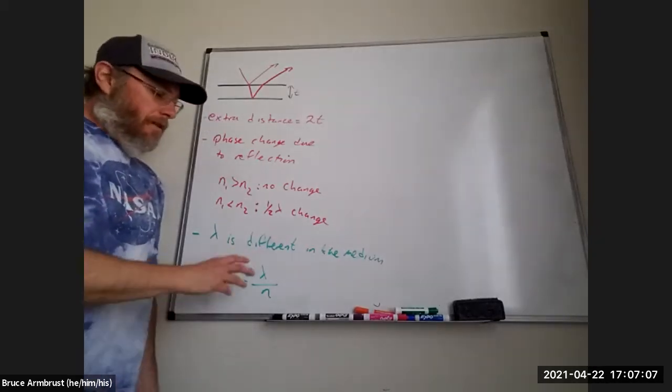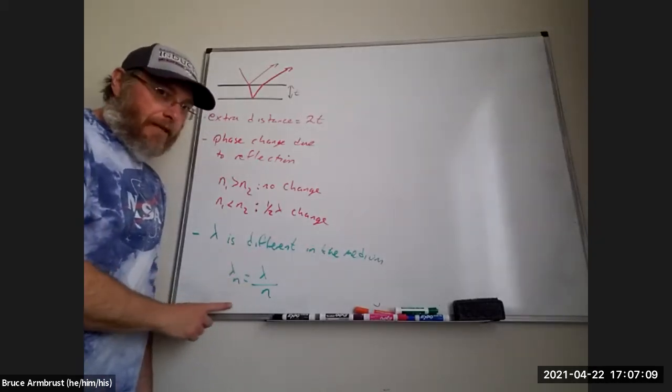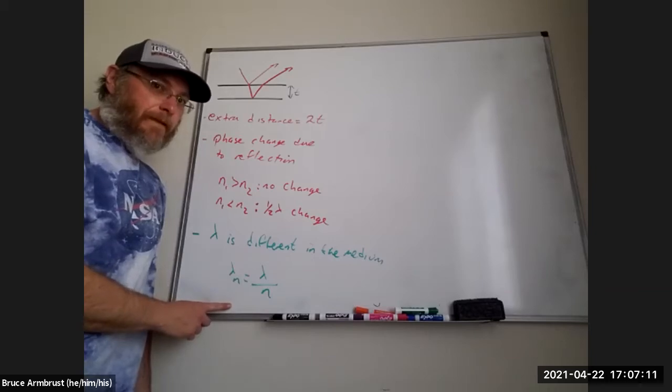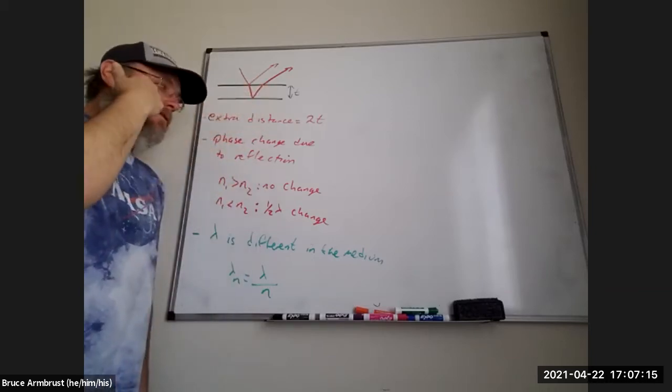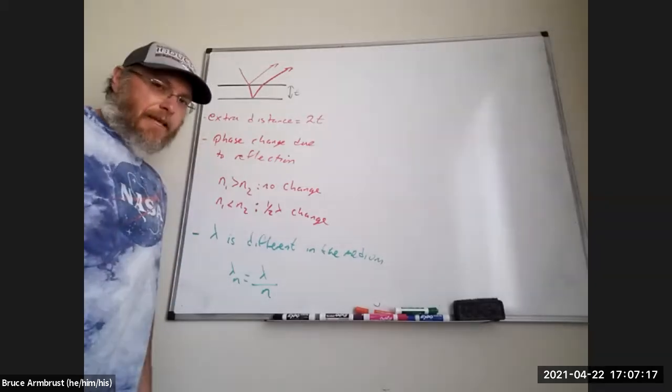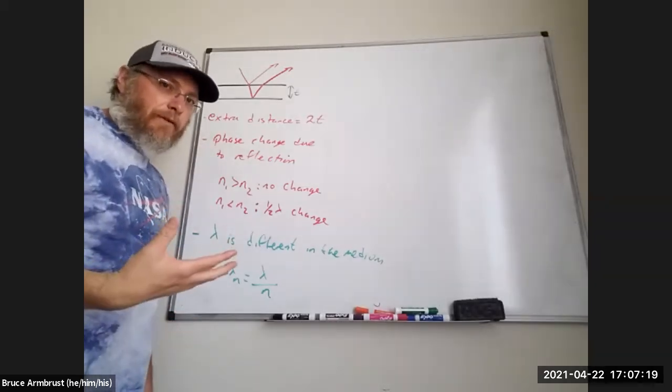This is going to be the thing that you forget the most, because you're going to come in here and go, oh, okay, so that 2 times the thickness distance needs to be a whole number of wavelengths.